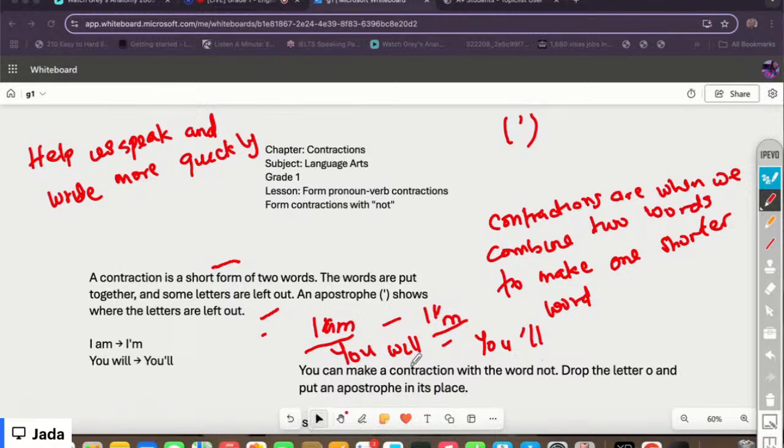Then we have you will. For you will, W and I are taken out. So the apostrophe replaces the W and then the I. Okay, so usually the apostrophe sits in the word, and it just replaces some particular letters in the word. Okay, so it doesn't replace everything, it just replaces a few things.